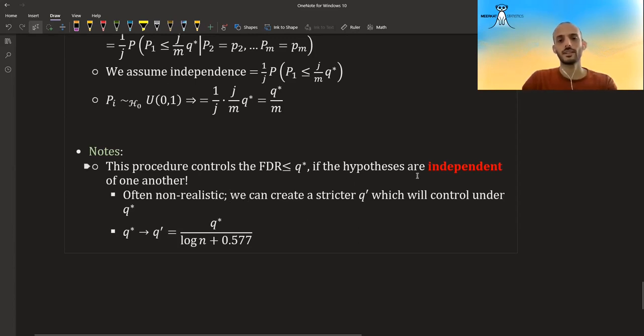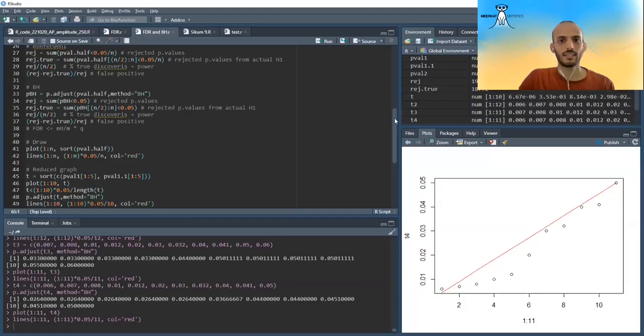Now notice that one of the assumptions we had to make is that the hypotheses are independent of one another. This is sometimes unrealistic, but there are some corrections that you can make, making Q a little bit stricter, and then you will control the FDR even if they are not independent. So instead of Q star, you can take Q dash, which will be Q star divided by the log of N plus this quantity. Let's switch into R.